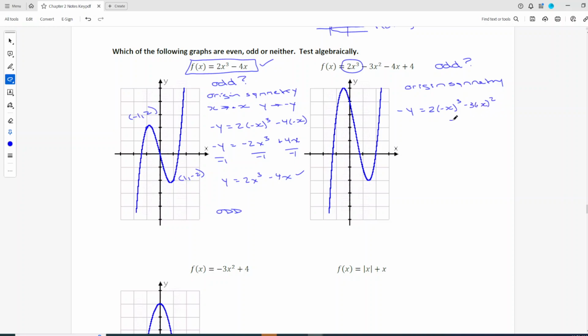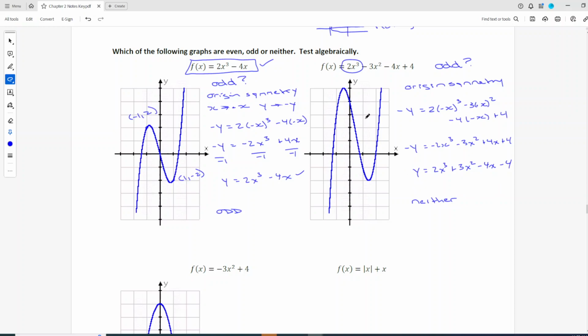I'm going to run out of room here. Good, and then let's multiply through, so I get negative y equals, this will stay negative. This will be a positive times a negative, so this will be negative. Negative times a negative is a positive, and then plus 4. And then lastly, I'm going to divide everything by negative 1, so I end up with 2x cubed plus 3x squared minus 4x minus 4. Since these functions do not match, this is neither odd nor even in terms of its symmetry.